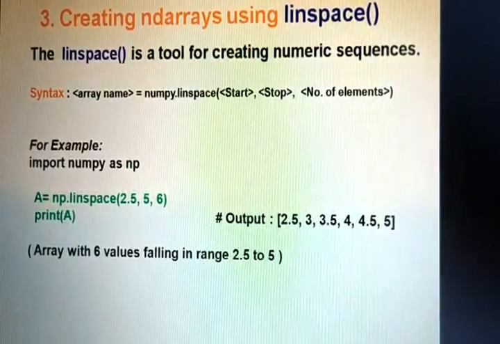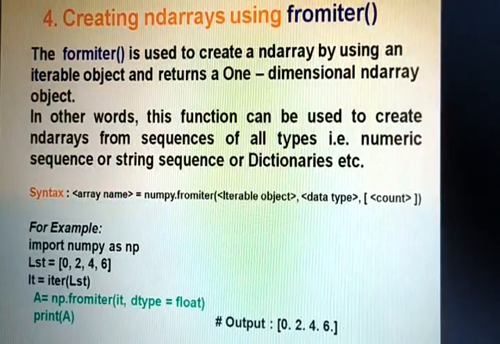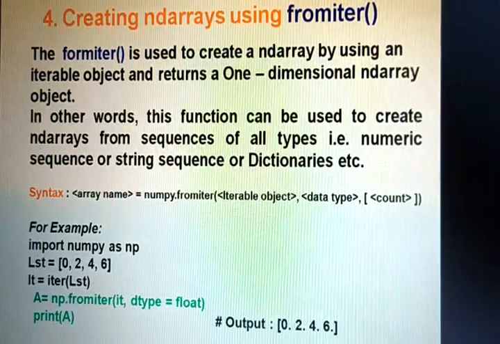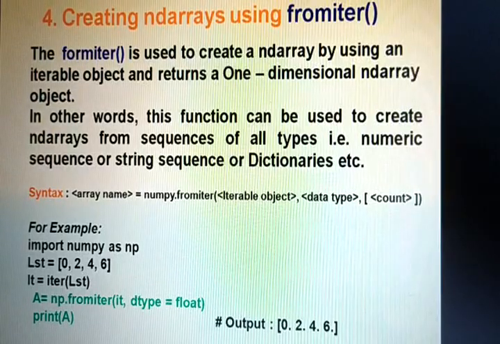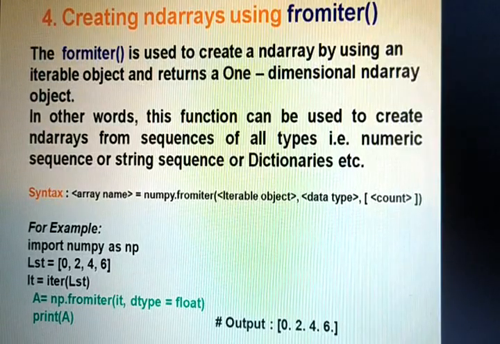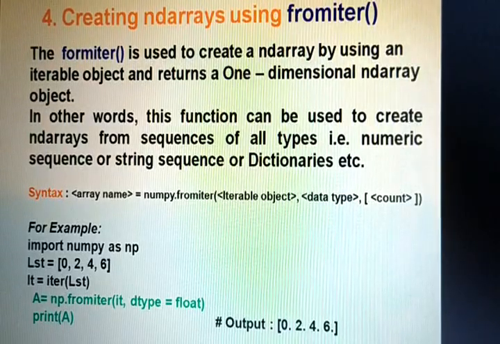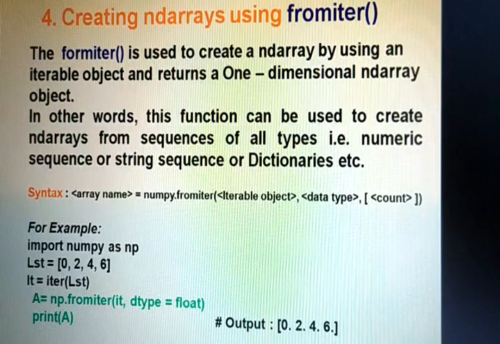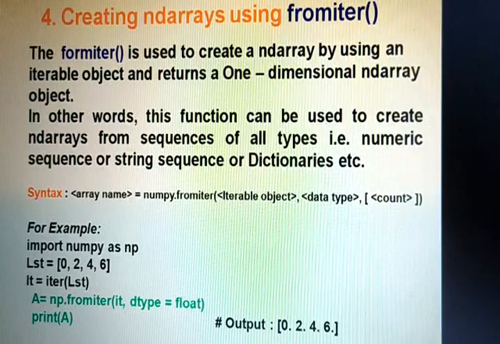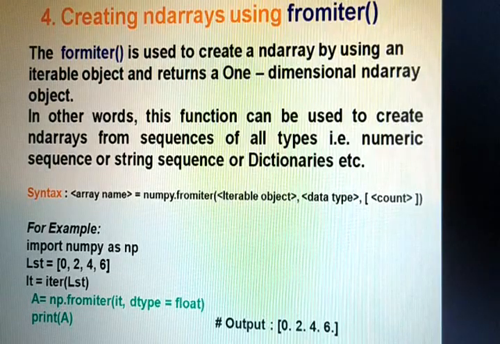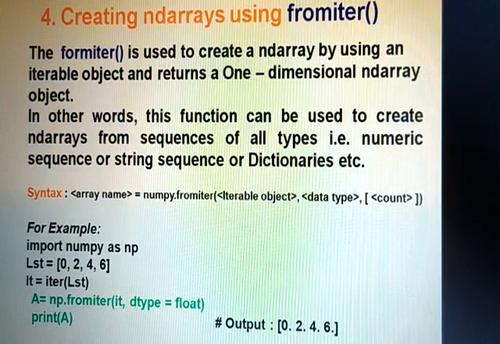Now move to the next: creating ndarrays using the fromiter function. The fromiter function is used to create an ndarray from an iterable object and returns a one-dimensional array object. In other words, we can say this function can be used to create ndarrays from sequences of all types, that is numeric sequences, string sequences, dictionaries, etc.